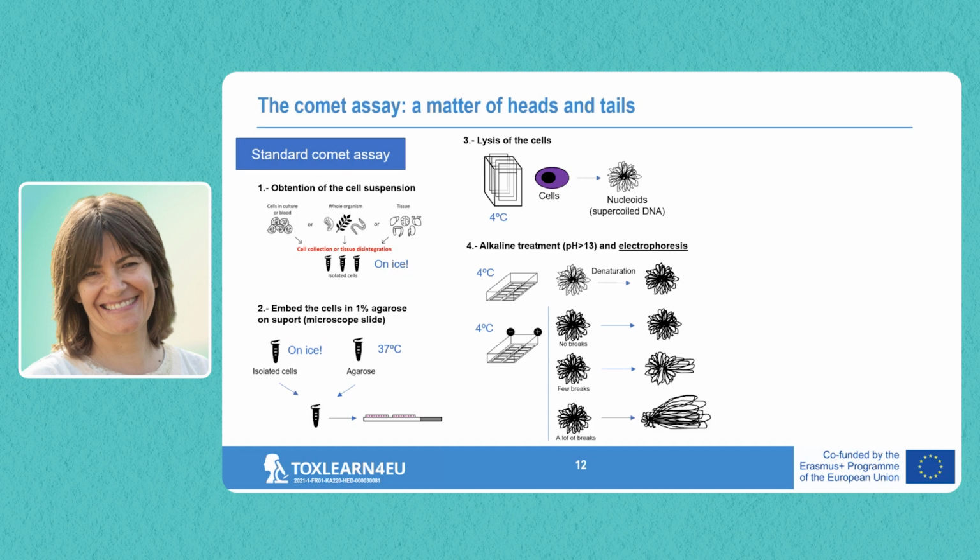If we have a lot of breaks, the loops that contain those breaks will migrate. If we have a lot, then we will have big tails here. Yeah, okay? That's why they come.